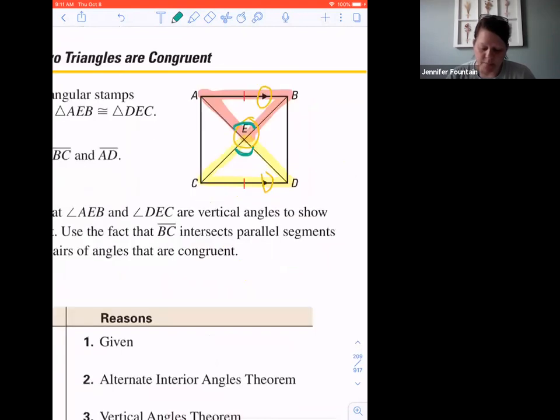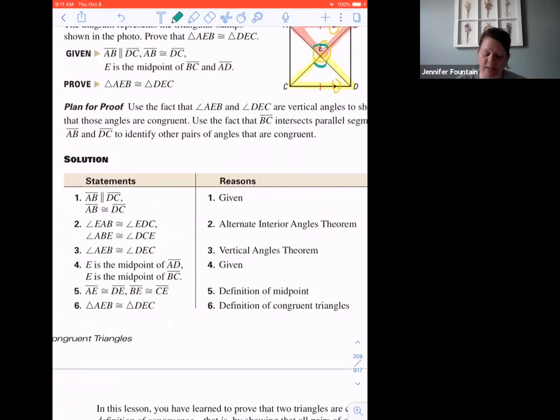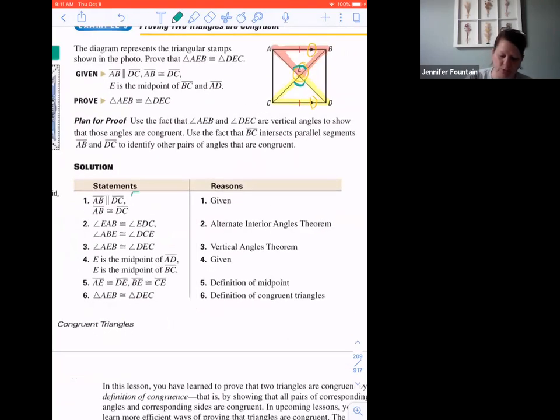So it says, use the fact that AEB and DEC are vertical angles to show that those angles are congruent. Use the fact that BC intersects parallel segments AB and DC to identify other pairs of angles that are congruent. Okay, so we can see that they started out with the given. This information was what they gave us up here.